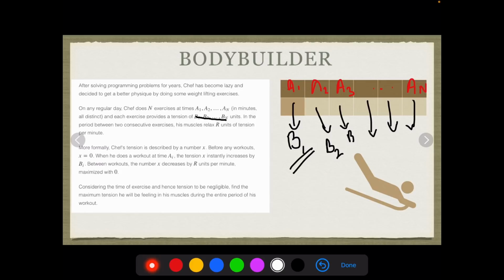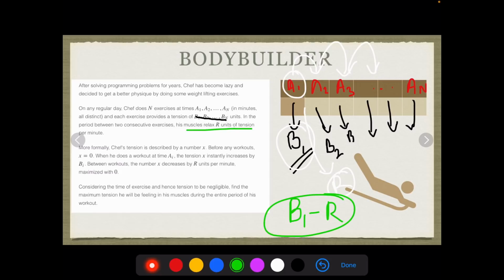Now remember, whenever there is a swap from A1 to A2 or from A2 to A3, A3 to A4, because you're just going forward consecutively, there is going to be a release of tension, that is R. R is the amount of tension that is going to be released. So suppose you are finished with exercise A1, you have a tension B1 built up. As soon as you get started with A2, remember your current tension in your body is not B1, it is B1 minus R. That is how it is described here. It releases R units of tension per minute.